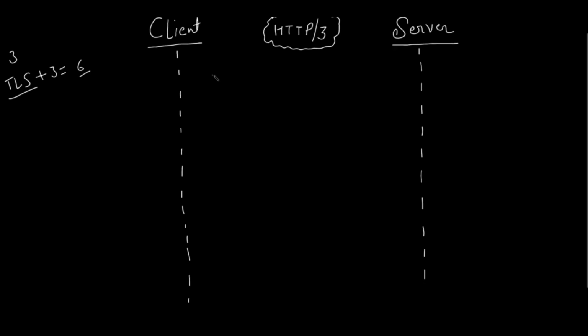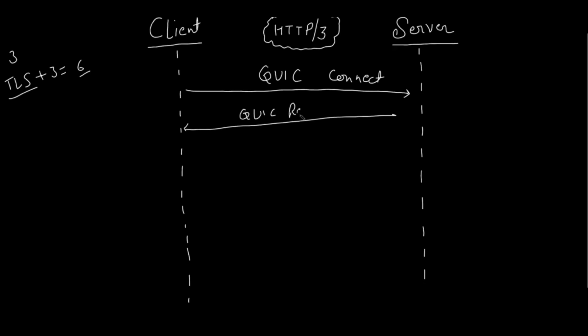Now as part of HTTP 3, which is not based upon TCP, there is a single step for connection establishment, which is a quick connect, right? And as part of this single step, we can do the connection establishment and it also provides the security out of the box. You don't need to establish another security connection between client and server. As part of this response, we will get a connection established between client and server.